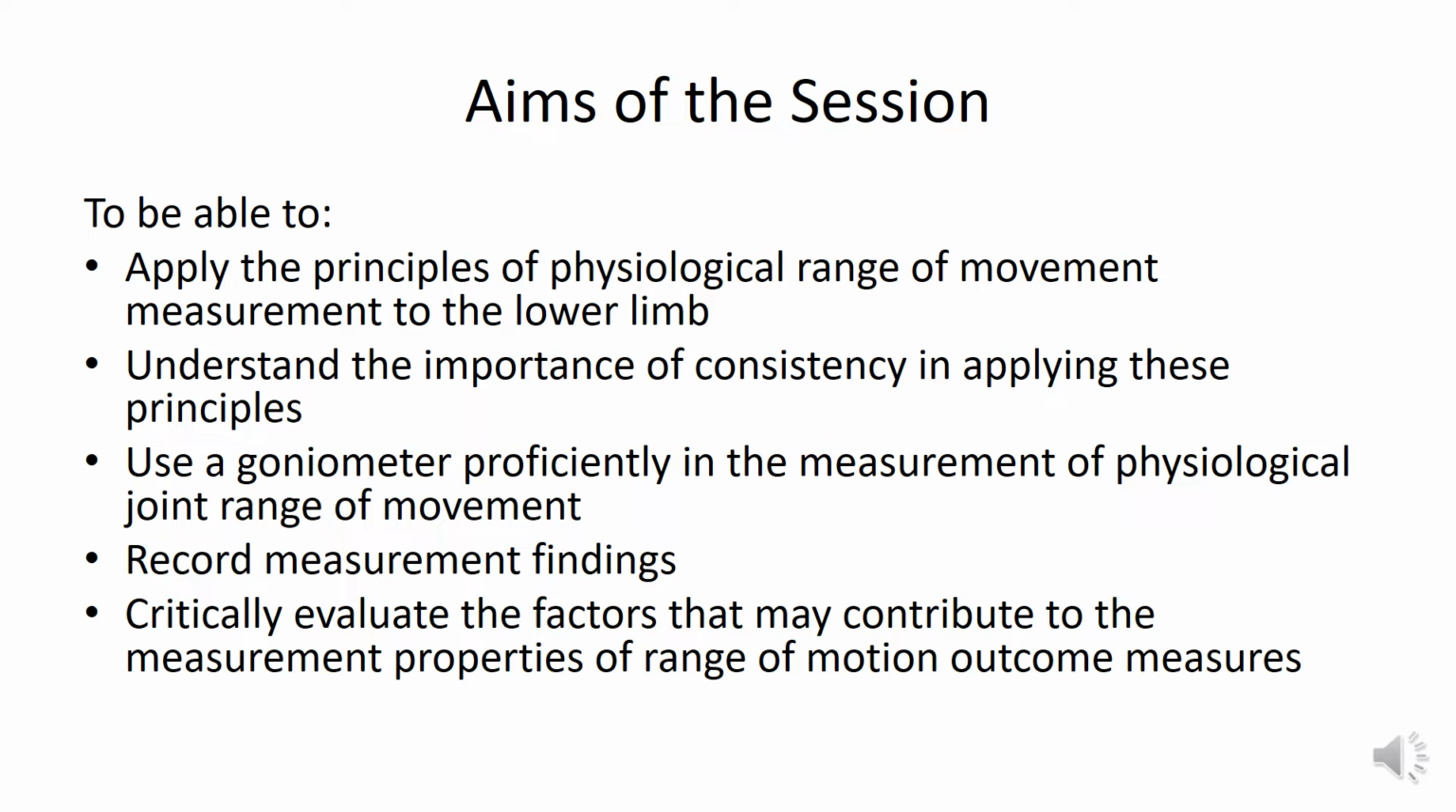By the end of this week, you should be able to apply the principles relating to the measurement of physiological range of movement. Although the aim says that this is specific to the lower limb, these principles apply to all regions of the body as well. You'll also understand the importance of consistency in the measurement of joint range and be able to critically evaluate the factors that may contribute to the measurement properties of range of motion outcome measures.